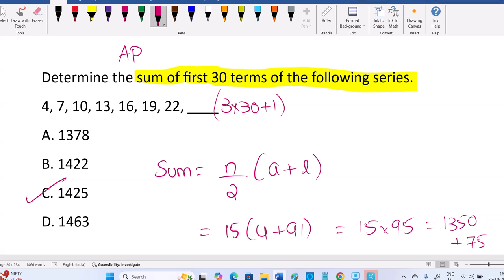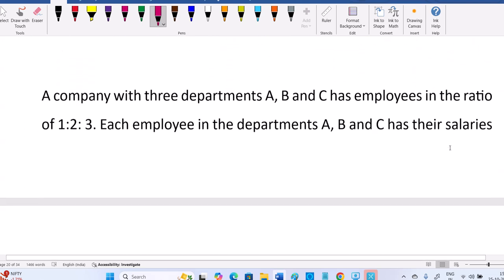Anyhow, 2a plus (n minus 1)d, that is, first term plus last term, is an integer. My answer should be divisible by 15, which means it should be divisible by 5. Only one option is divisible by 5, and that is C. We don't want to waste our time doing the remaining stuff. Right? So now see the next question.